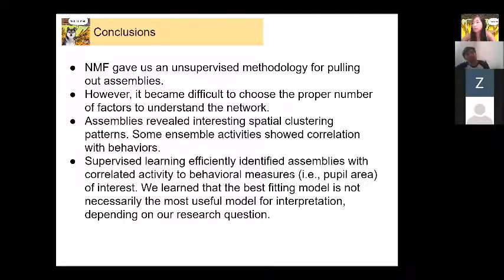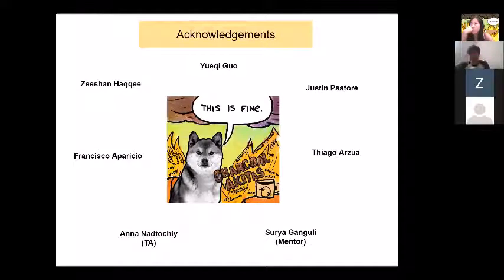The assemblies revealed interesting spatial clustering patterns, and some ensemble activities showed correlations with behavior. And we also saw that supervised learning efficiently identified assemblies with correlated activity to behavioral measures like the pupil area of interest. But we also understood that just because the model is fitting best, it did not necessarily mean that it would be most useful for interpretation, depending on what research question we had. And with that, we thank you for listening.